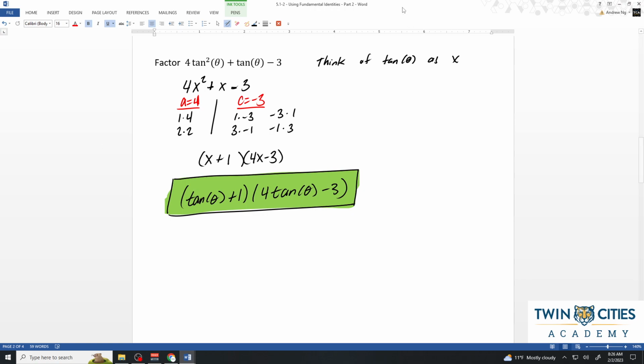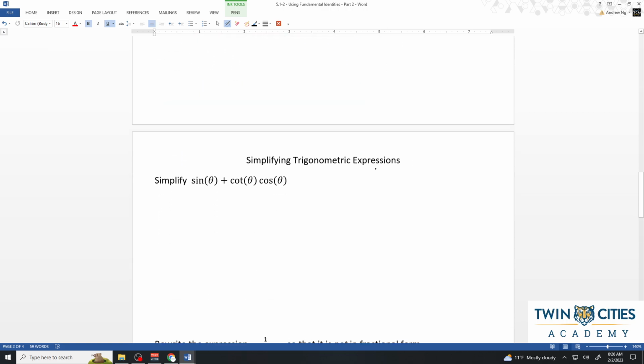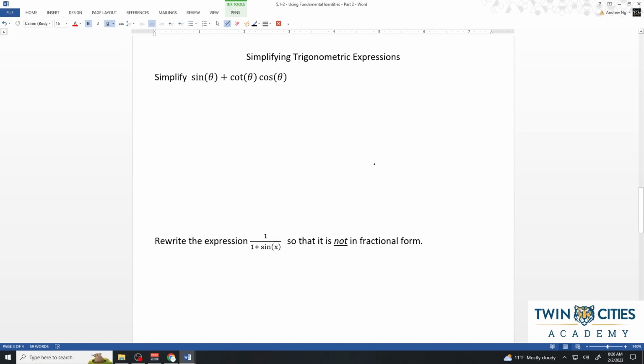Okay, other things we can do. Let's go back to simplifying. Last time we simplified a few trig expressions. Let's see what else we can do today. So we've got simplify starting with sine of theta plus cotangent of theta times cosine of theta.